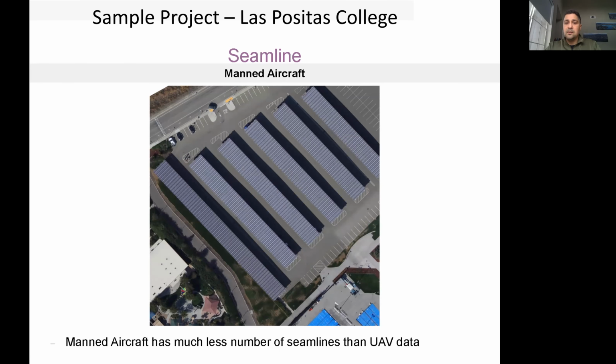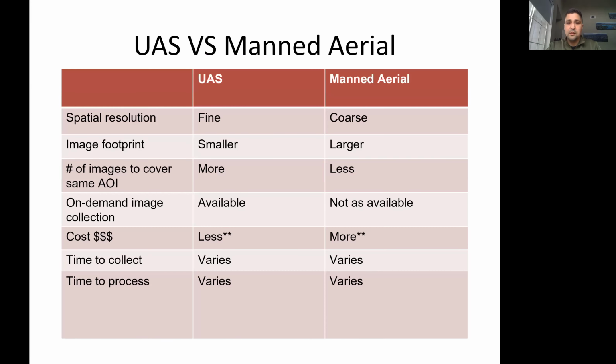Whereas with something like the manned aircraft, because it captured such larger footprints, the scene is going to be a little bit more ubiquitous in terms of capturing all of these solar panels in one shot, right? So I'm not saying, again, one is better than the other, but just making this known to you. This is the last slide we have, and let's compare the two things.